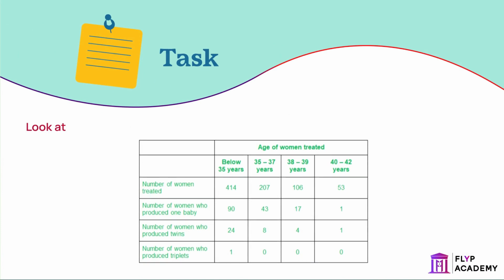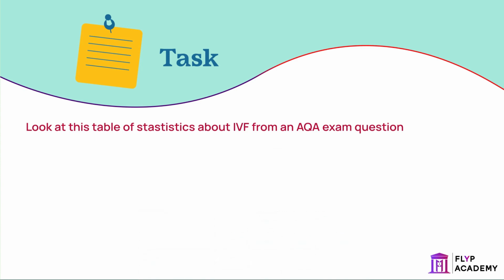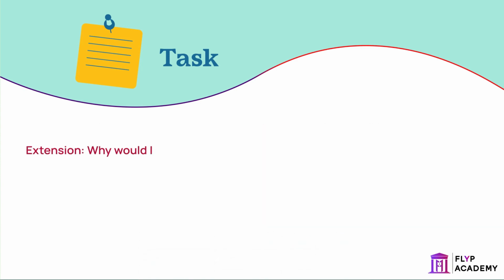Task: look at this table of statistics about IVF from an AQA exam question. Comment on the trends seen in the table. Extension: why would IVF not be offered to anyone over the age of 42?